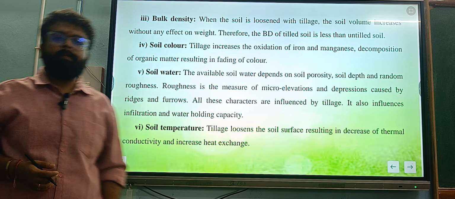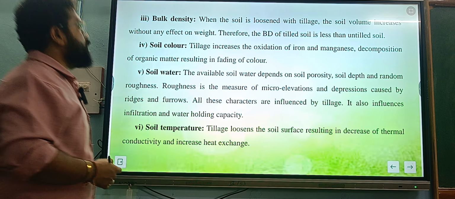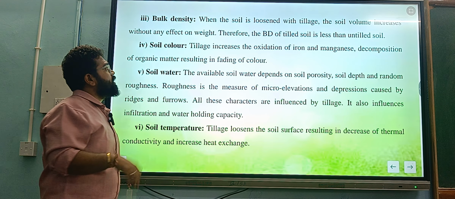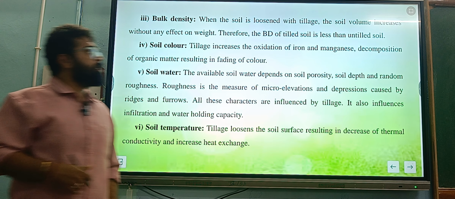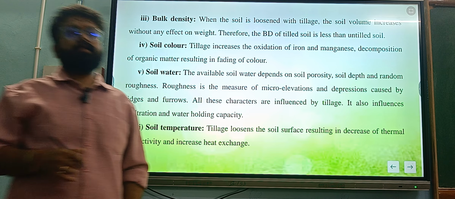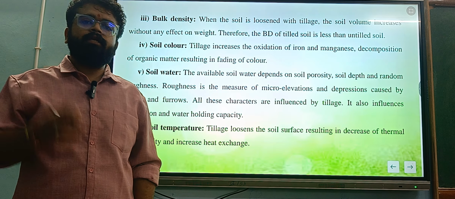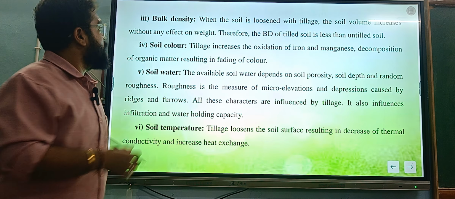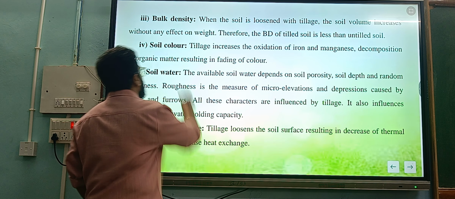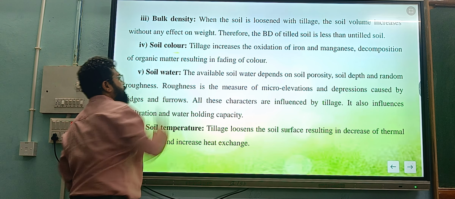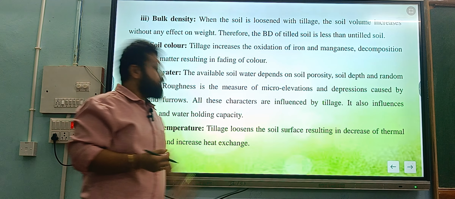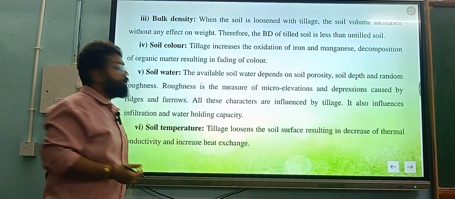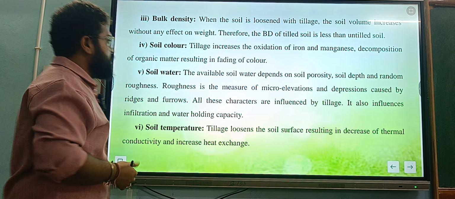The next is bulk density. Generally, when soil is loosened with tillage, the soil volume increases without any effect on the weight. Therefore, bulk density of the tilled soil is less than untilled soil, because in tilled soil the pore space is higher. So bulk density becomes lower in tilled soil. Then soil color, another physical property. Tillage increases the oxidation of iron and manganese and decomposition of organic matter, resulting in fading of the color.